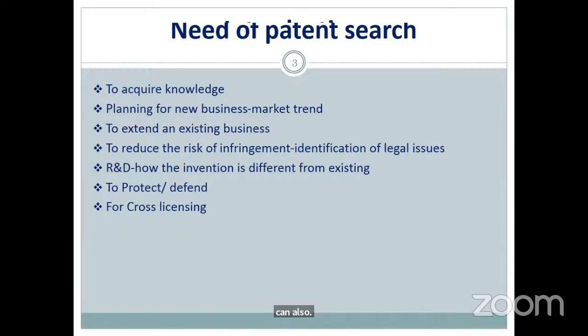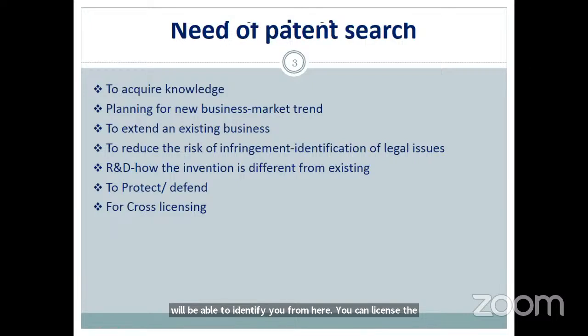Okay, for your pen, they can also manufacture the pen cap, or you may collect the license from them and you can also manufacture the pen cap. So for cross licensing also, the patent search will be useful. Cross licensing means you will be able to identify from whom you can license some other additional parts if you require.